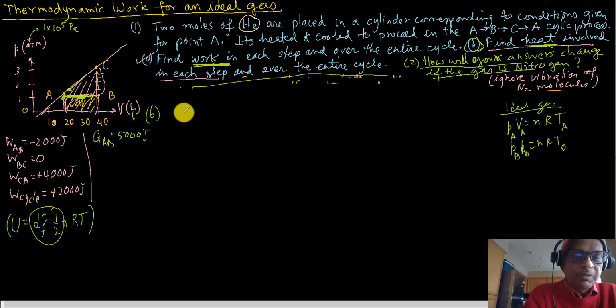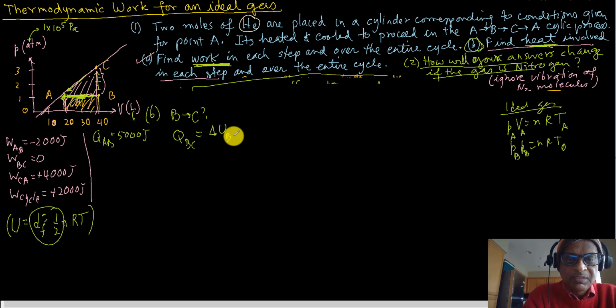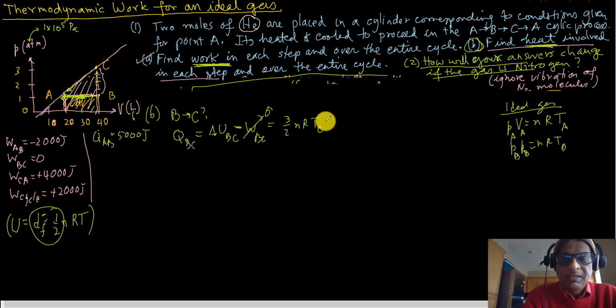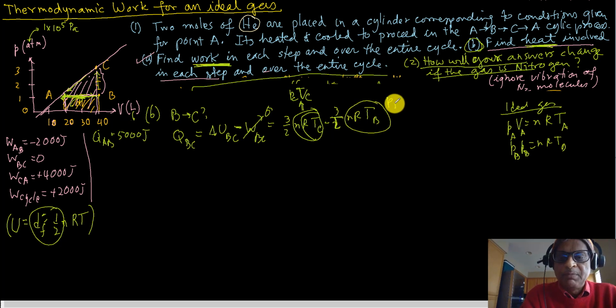How about B to C? Okay. So QBC will be delta UBC minus WBC, but WBC is 0, and this will be 3/2 nRTC minus 3/2 nRTB. Now nRTC is PC VC, and this equals PB VB. So we have 3/2 common.